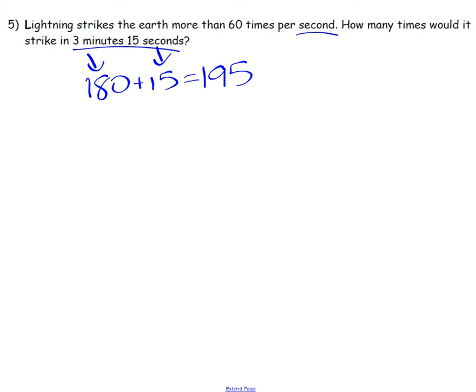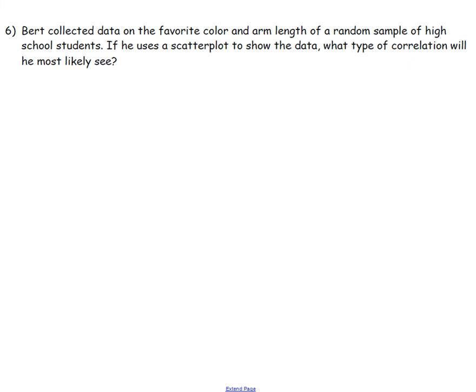So, what do we do with 195? Do we divide it or multiply it? Multiply it. It's 11,700. And whatever you get is your answer. 11,700. Okay. Number 6.